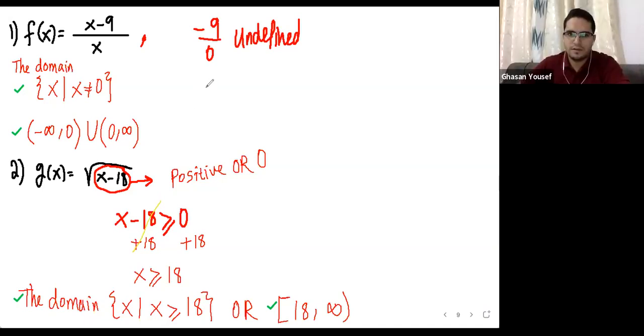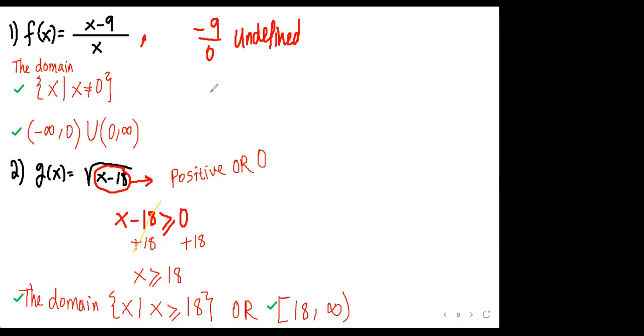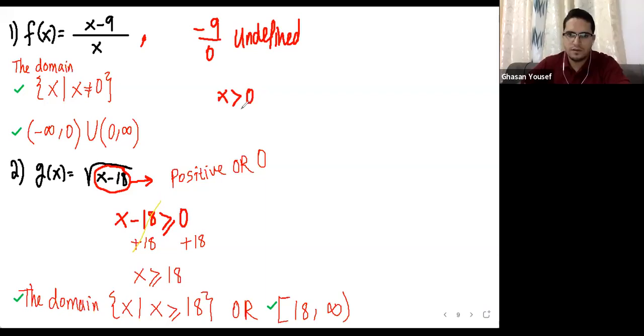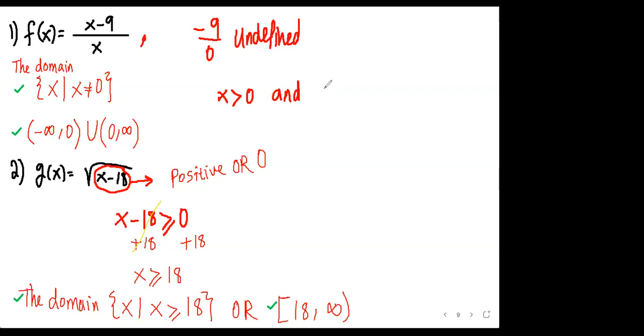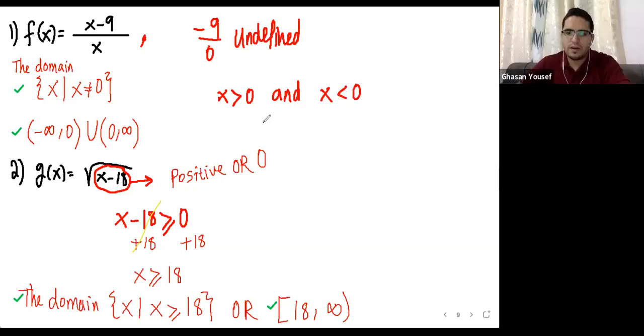Yes. So you write x is greater than 0, like this. And you also have to write x is less than 0. Yes, you can write it like this. But here you have to write it like x such that, like this: x greater than 0 and x less than 0. This is correct too. Okay.